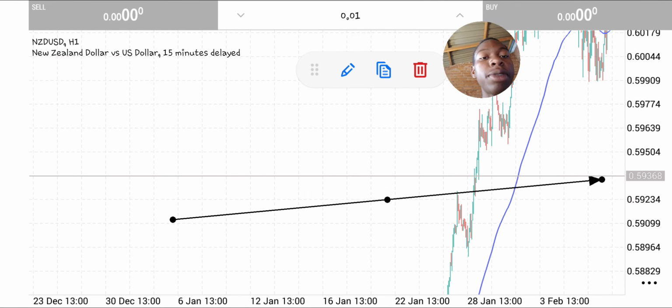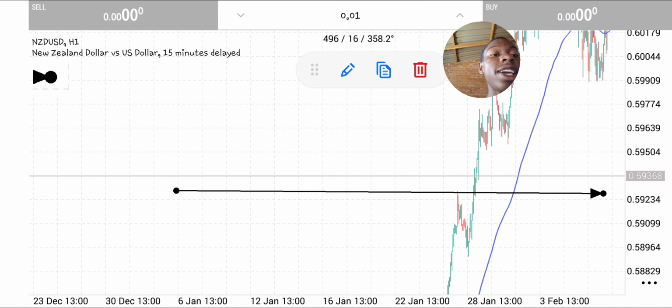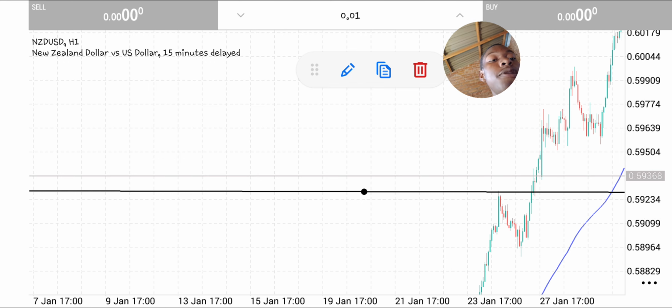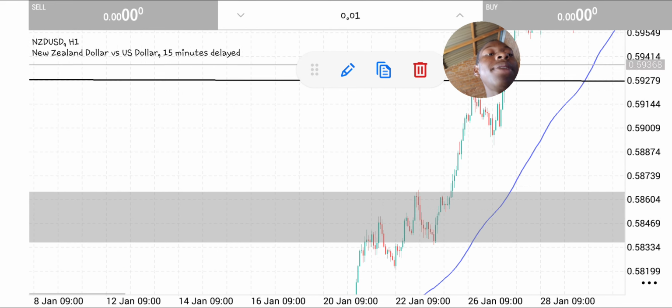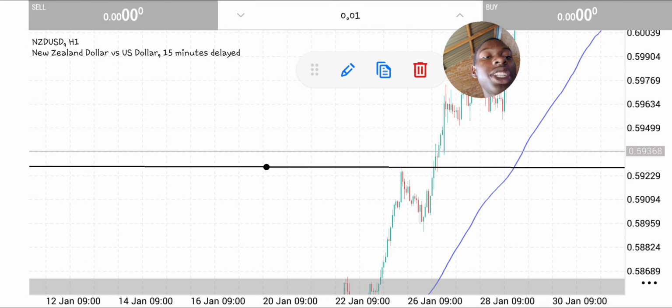Now this pullback is the people taking their profit and you waiting for the perfect signal. Look at this. If you missed this big movement up to the upside, you can simply wait for price to reach a particular level where people take their profit, and then you enter from there.